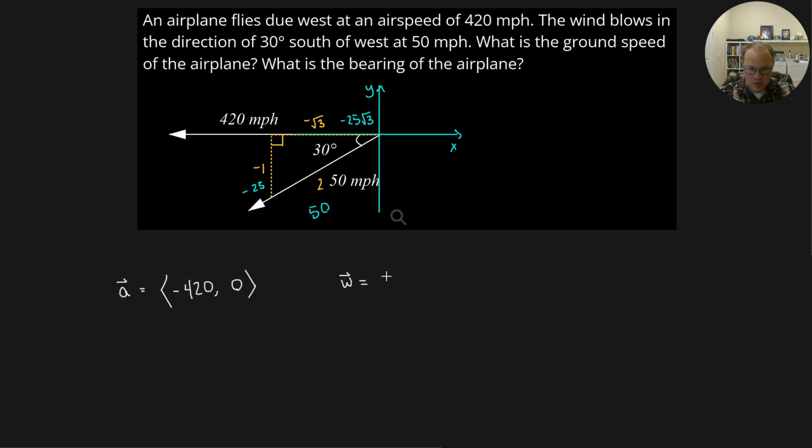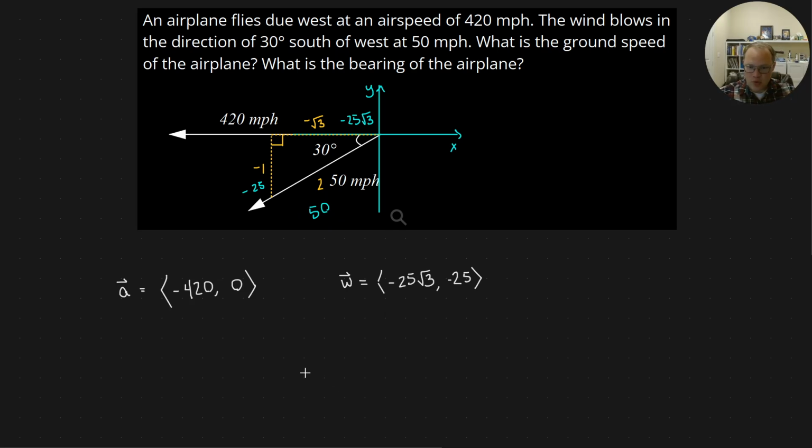And with that, we can figure out the vector. I'm moving in the x direction, negative 25 root 3 miles per hour. And the wind is blowing in the y direction, negative 25 miles per hour. If you were to check, the total length of this is 50. And so the total speed of the wind is 50 miles per hour.